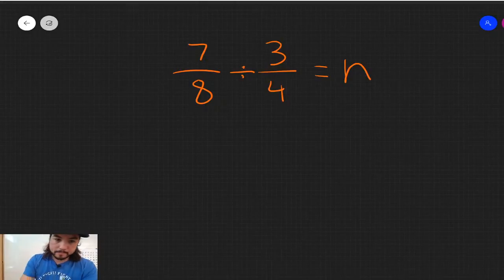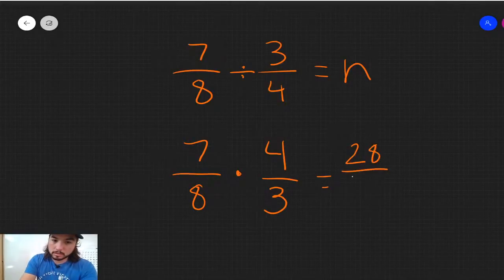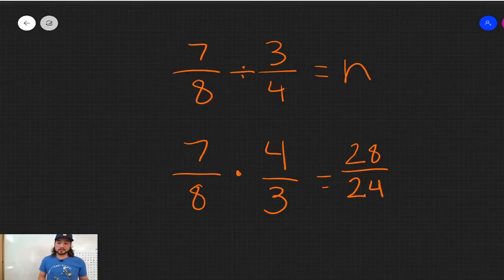All right, so now keep your dividend, change this to a multiply, and flip your divisor. Now multiply straight across. Seven times 4, 28. 8 times 3, 24. So 28 24ths. And let's go ahead and simplify that.